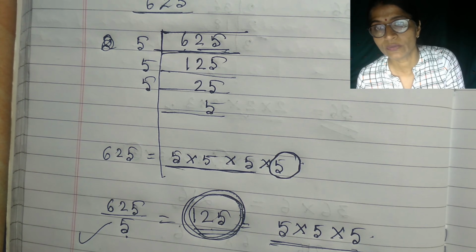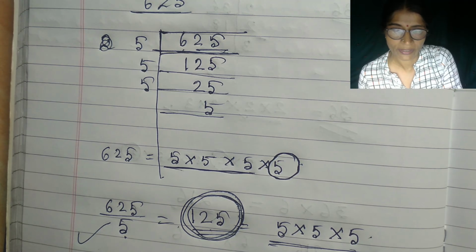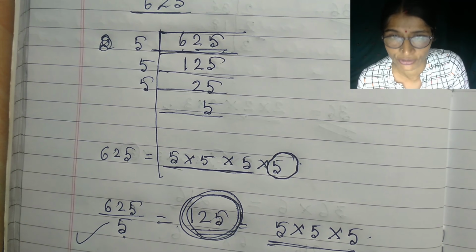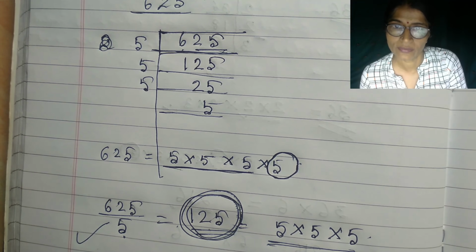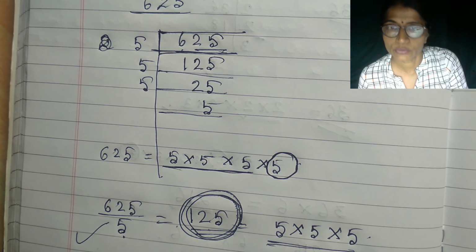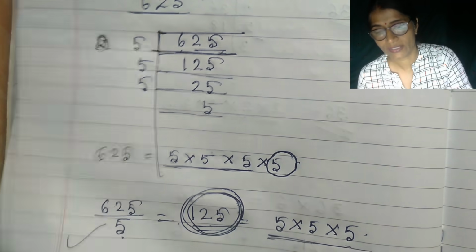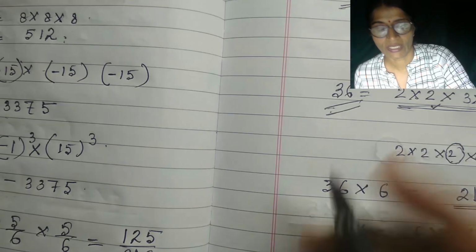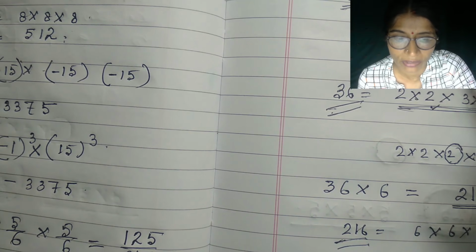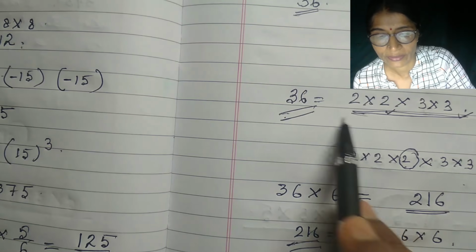But how will we know by which number it must be multiplied or by which number it should be divided, so that the product or the quotient will be a perfect cube? For that, I said to you, if I have to find the number to multiply by, I will try to make the triplets.